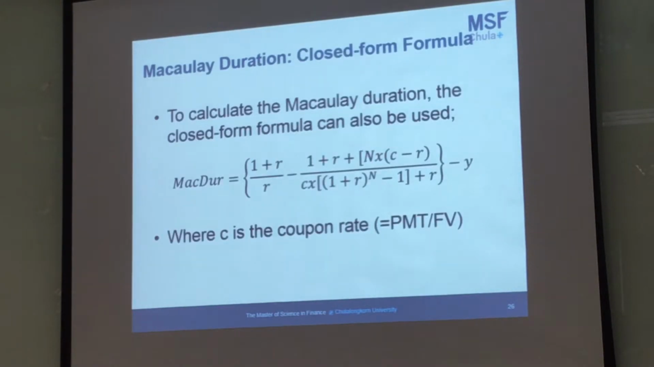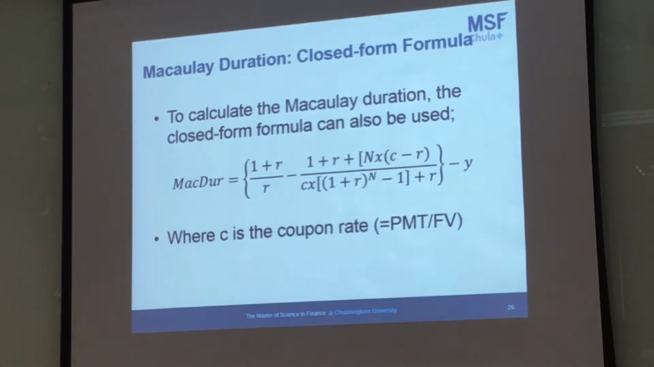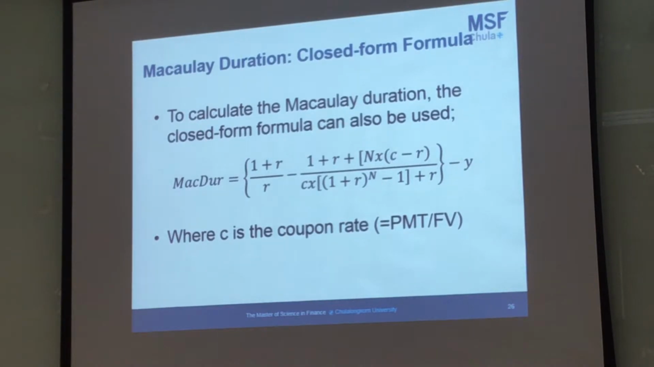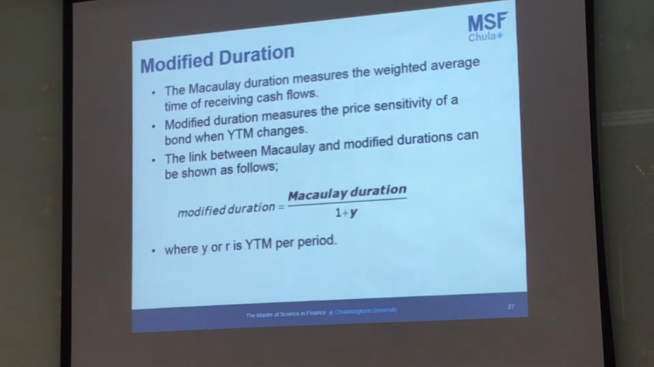Don't forget that if the coupon occurs more than one time a year, you have to convert the coupon payment, the coupon rate, and also the yield. And if I ask you to estimate the Macaulay duration in years, don't forget to divide by the number of periods that pay the coupon in each year.